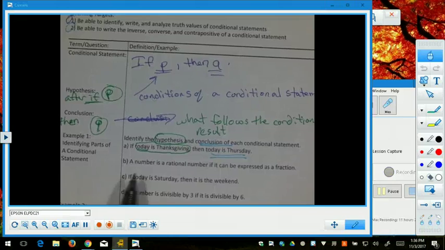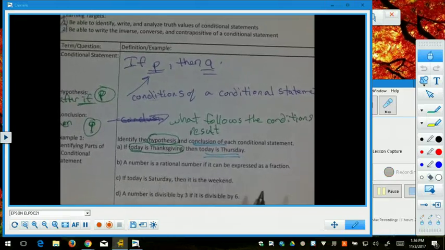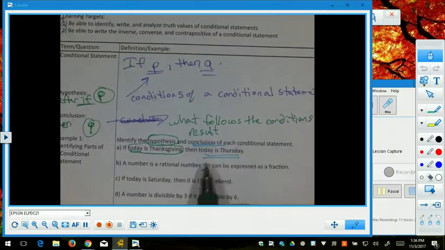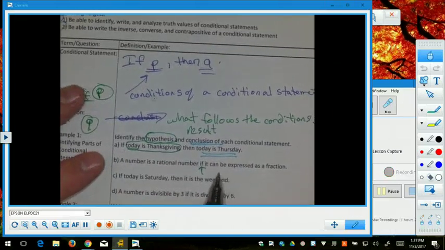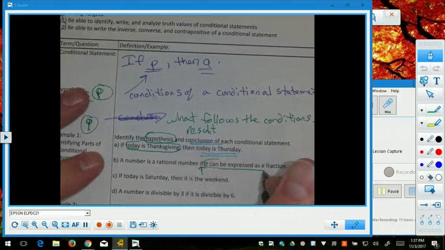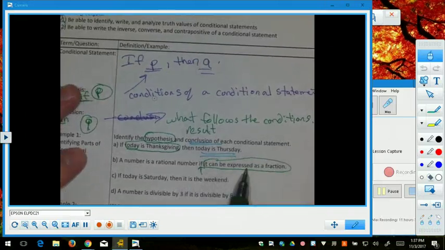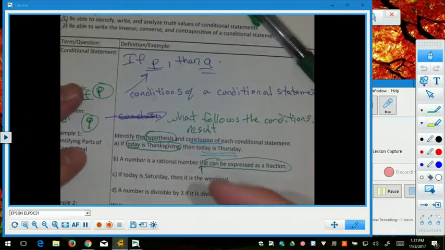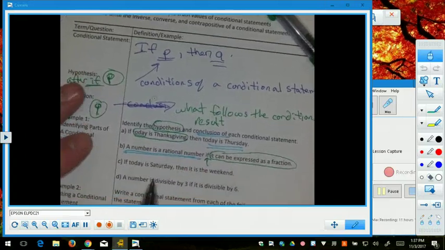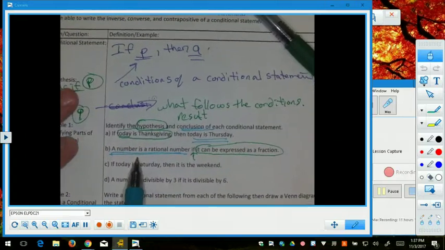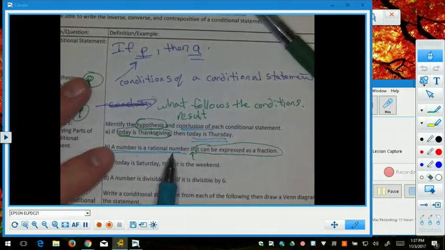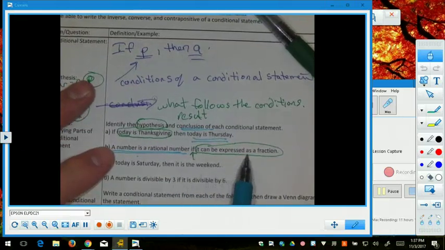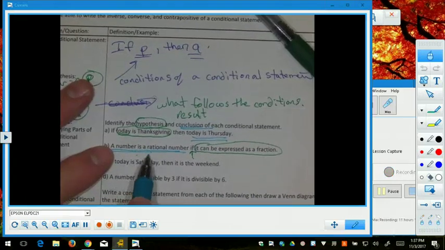Letter B, a number is a rational number if it can be expressed as a fraction. The word if is not actually part of the hypothesis, it's the words that come after it. So if a number can be expressed as a fraction, then that number is a rational number. They just wrote it in the reverse order and put the if later in the sentence. This right here is the conditions for the rational number.